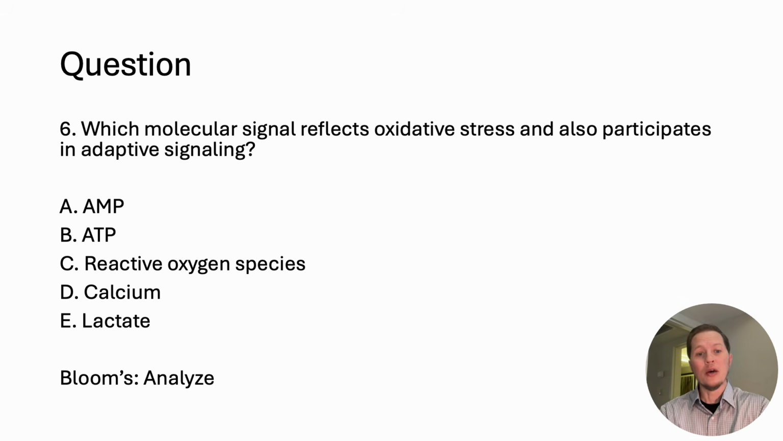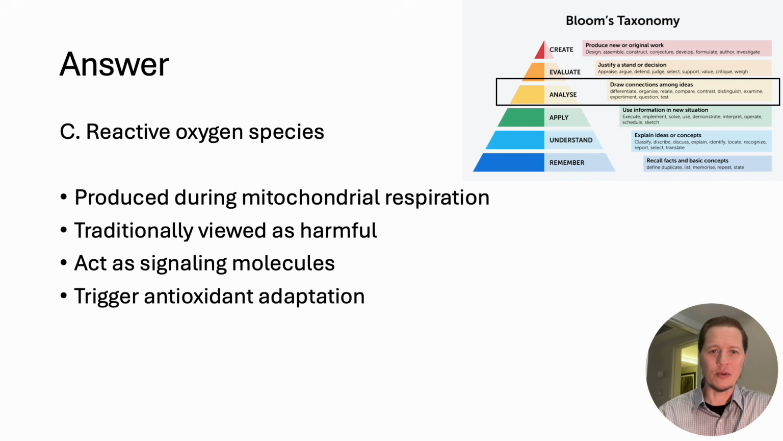Question 6. Which molecular signal reflects oxidative stress and also participates in adaptive signaling? So you got to think of both of those. Is it AMP, ATP, ROS, reactive oxygen species, calcium, or lactate? And that one's ROS. Yes, reactive oxygen species both indicate oxidative stress and act as signaling molecules that stimulate those endogenous antioxidants and mitochondrial adaptation.